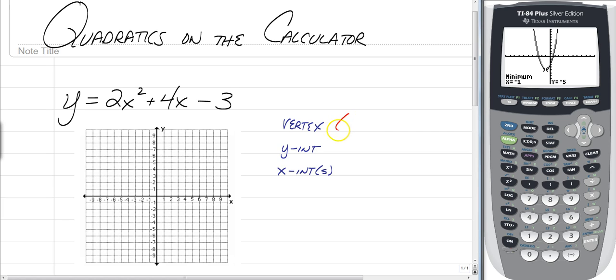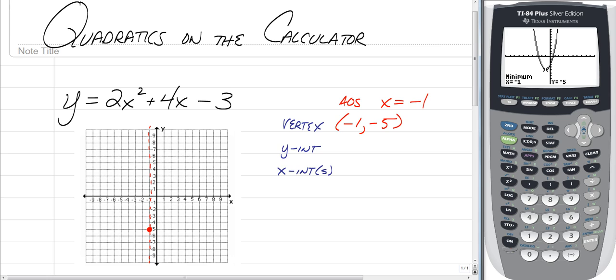So our vertex is at -1, -5, which means our axis of symmetry is x equals -1. So we can go plot that point, -1, -5. And while you're at it, you can go ahead and graph your axis of symmetry. So that's how you find a vertex of a parabola using your graphing calculator.